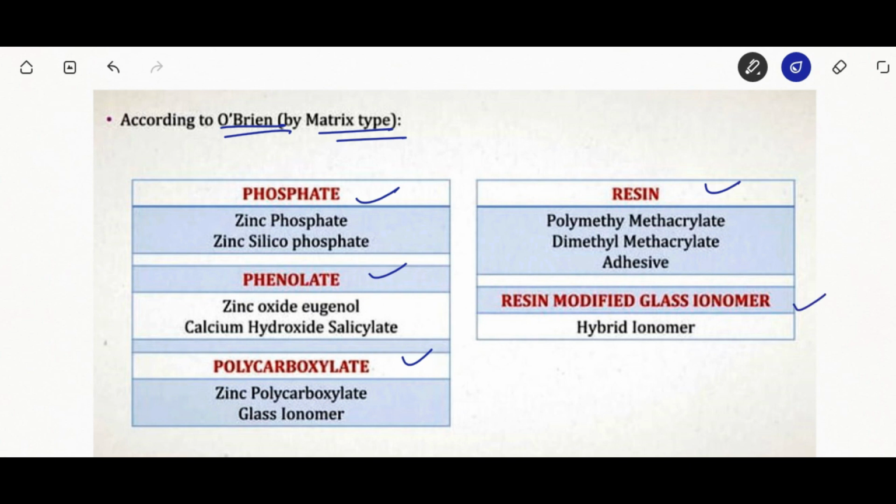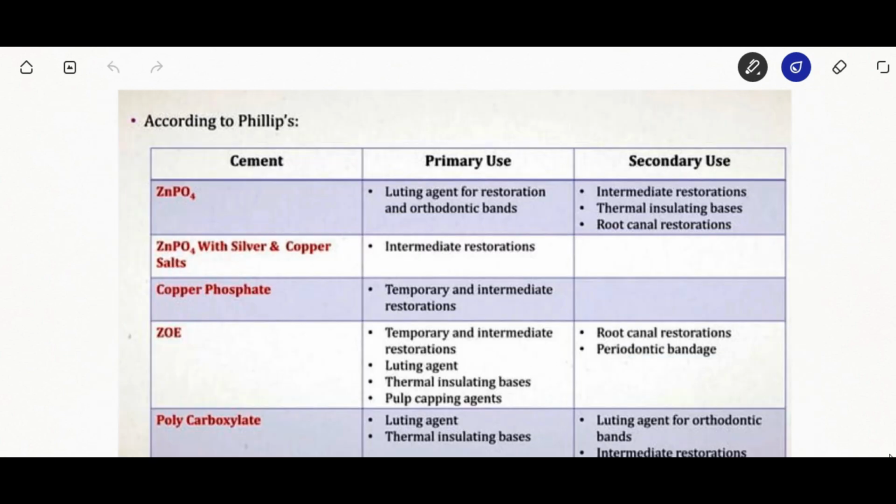According to Phillips, we classify the cement based upon their use. That can be either primary use or secondary use. Cement like zinc phosphate cement, their primary use is as a luting agent. So they are used as a luting agent for restoration and orthodontic bands. And secondary use is intermediate restoration. They act as a thermal insulator base, or they can be used in root canal restoration.